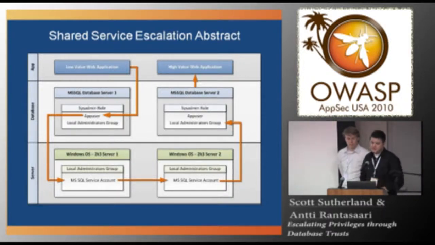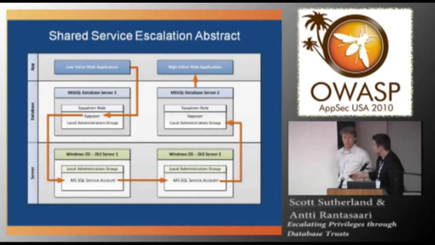The attacker will typically come in via the low-value app. That application is communicating with the database with the app user, database user. That user is part of the sysadmin role, which is basically the database administrator account. And because we have that, we can execute those fun xp_cmdshell commands. And in this case, we will be running it as a service account, which in most cases is also part of the local administrators group. And through the magic of Windows inherited permissions, we can execute commands on Windows Server 2 from Windows Server 1 with the account that's configured the same way.